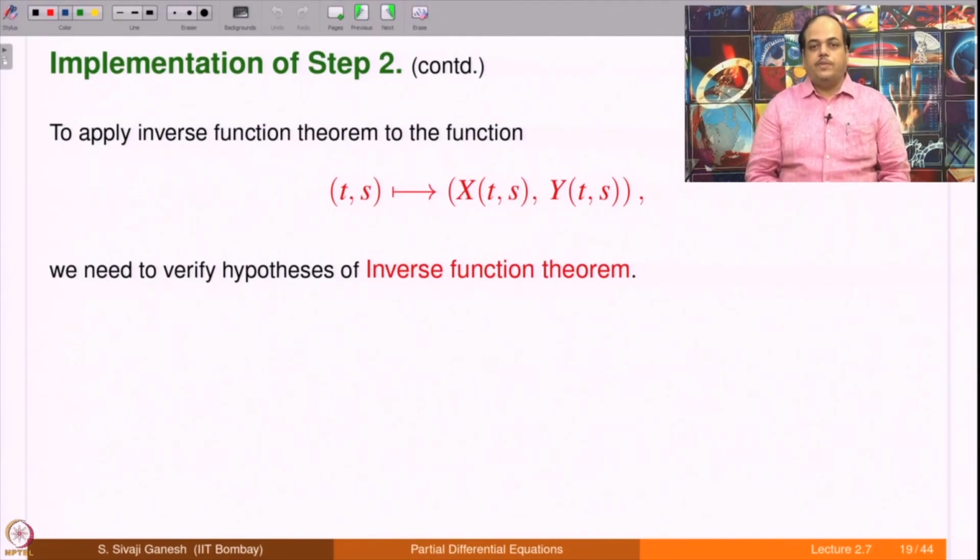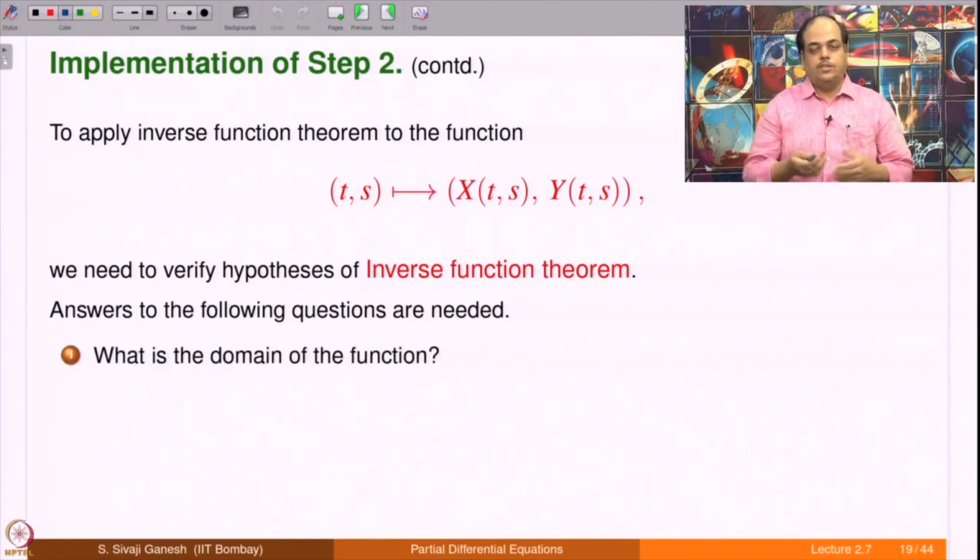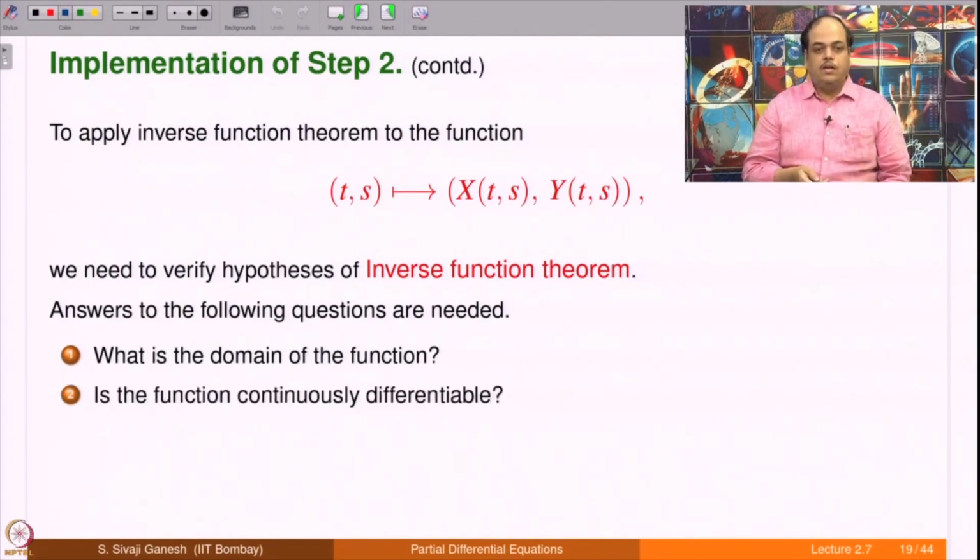So, if you want to apply the inverse function theorem, you have to see what is the setup of the inverse function theorem. It involves a C1 function and a certain Jacobian condition. So, we need to check all those hypotheses, then only we can apply the theorem. Therefore, answers to the following questions will be needed. What is the domain of this function? Is the function continuously differentiable? Is the Jacobian condition satisfied? These three conditions.